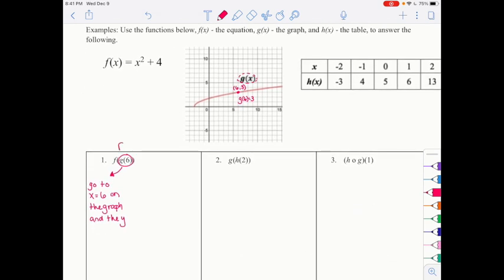So what I'm going to do is take that value. This is going to become f of 3, because g of 6 was 3. And now I can sub that into my f function. So it's going to be 3 squared plus 4. 3 squared is 9. 9 plus 4, 13. Right, so f of g of 6 became 13.